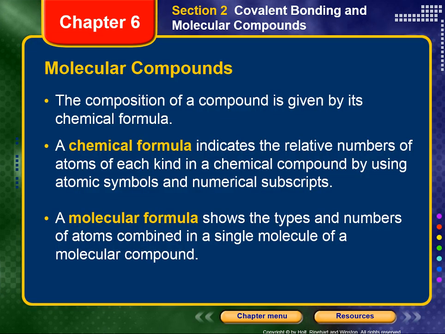The composition of a compound is given by its chemical formula. A chemical formula indicates the relative numbers of atoms of each kind in a chemical compound by using the atomic symbols and numerical subscripts. The chemical formula of a molecular compound is referred to as a molecular formula. A molecular formula shows the types and numbers of atoms combined in a single molecule of a molecular compound. The molecular formula for water, for example, is H2O, which reflects the fact that a single water molecule consists of one oxygen atom joined by separate covalent bonds to two hydrogen atoms.